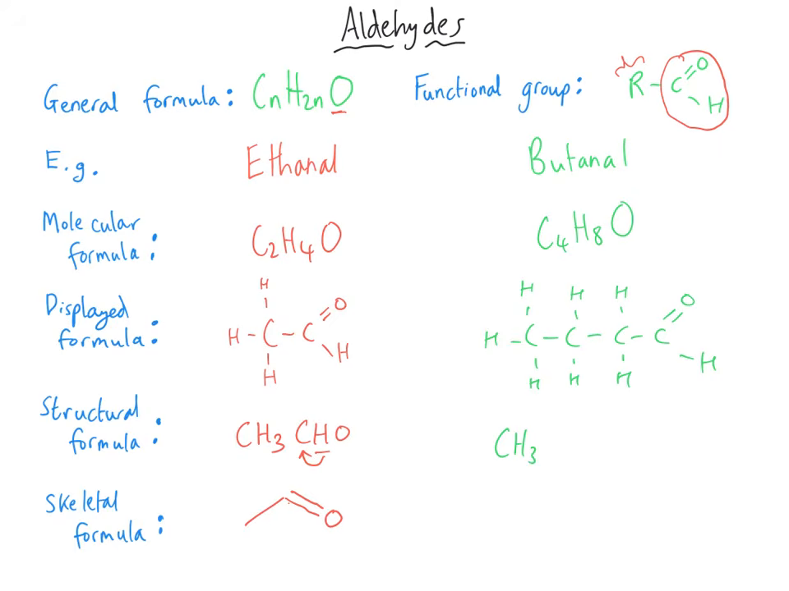Structural formula CH3, CH2, CH2, CHO. And skeletal formula 1, 2, 3, 4 carbons, so 1 at the beginning, 2, 3, 4 carbons, and then the double bond O going down like that, not showing that carbon to hydrogen bond at the end here on the skeletal formula.